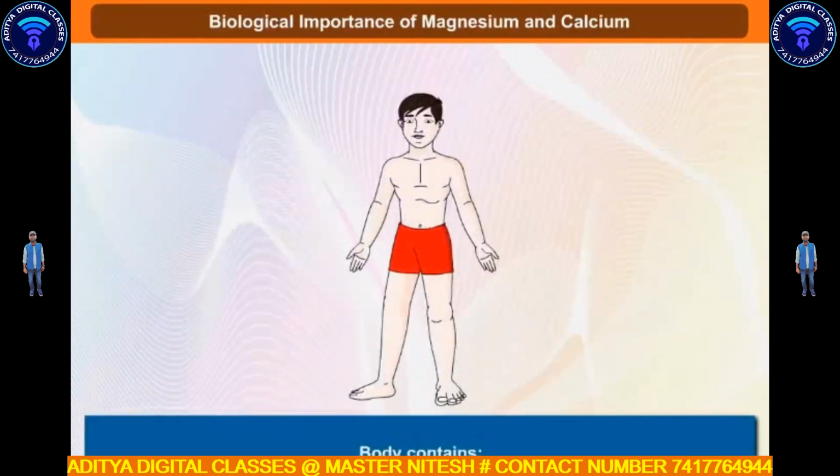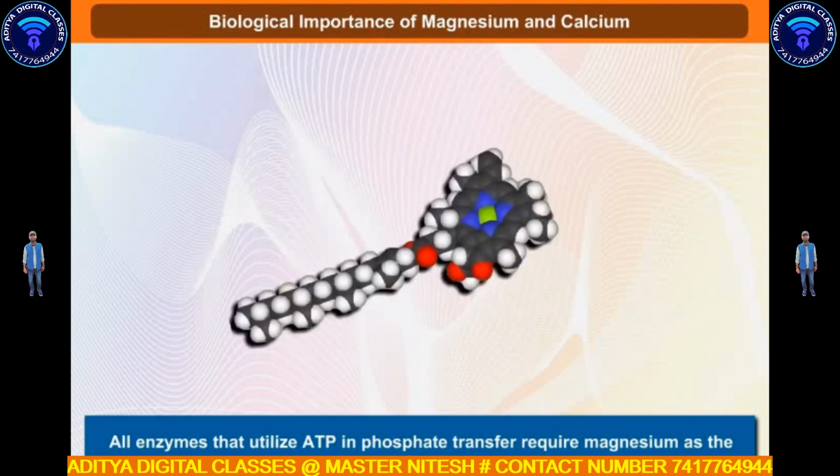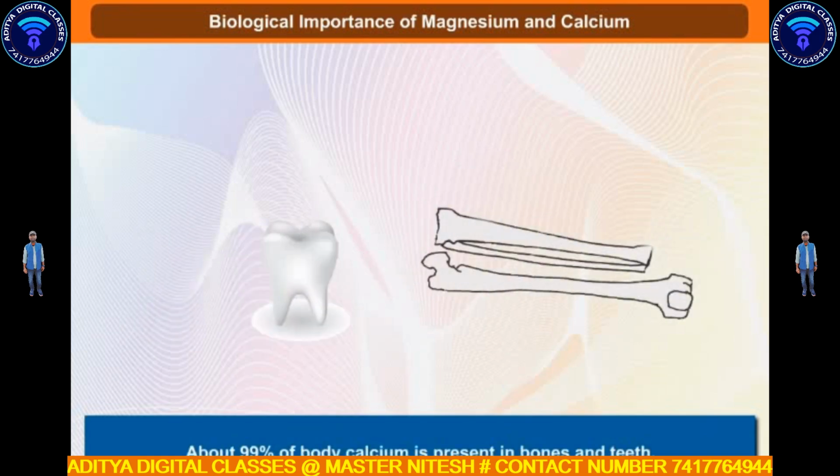An adult body contains about 25 grams of magnesium and 1200 grams of calcium. All enzymes that utilize ATP in phosphate transfer require magnesium as the cofactor. Chlorophyll contains magnesium. About 99% of body calcium is present in bones and teeth.